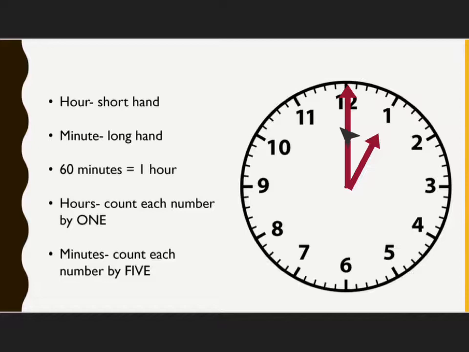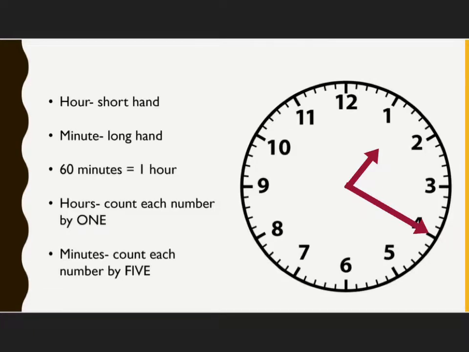So, this is 1 o'clock. And this is 1:05. 1:10, 1:15, 1:20, and so on. Once the minute hand rotates once around the clock, a full hour, or 60 minutes, has passed.